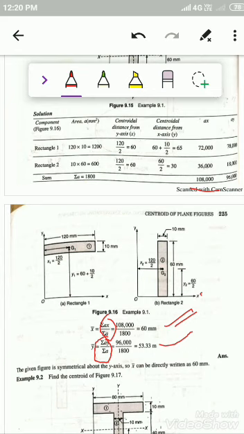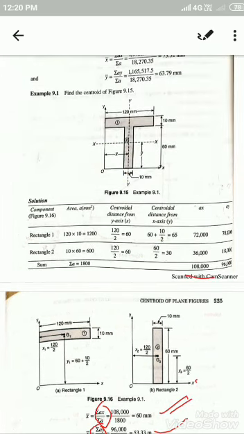You are going to find out the centroid. Or else, since it is symmetric about the y-axis, you can directly write the x bar value as 120 divided by 2. Otherwise, by the calculation also you will get the same thing.